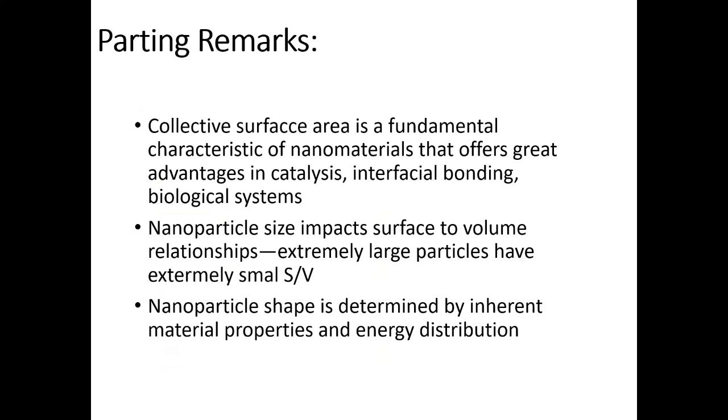Okay, so we're done. Don't forget your surface was spelled wrong. Collective surface area is a fundamental characteristic of nanomaterials that offers great advantages in catalysis, interfacial bonding, and biological systems. The polymer chemist, and please correct me if I'm wrong, is very interested in interfacial bonding. If I'm adding nanomaterials to a material, let's say we add an equivalent mass of micron-sized materials and nanomaterials to a polymer, which one will have more interfacial surface area? Obviously, the nanomaterials by a tremendous amount.